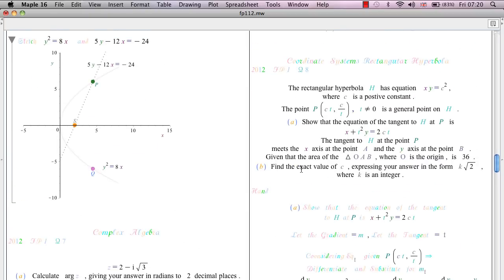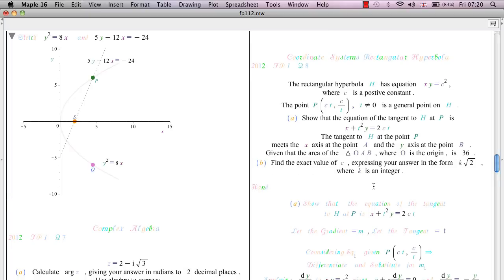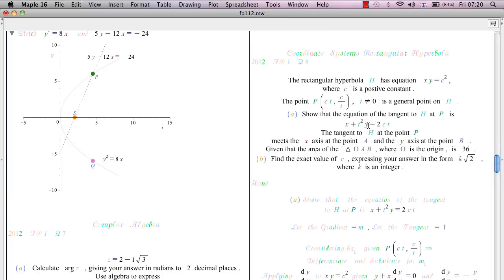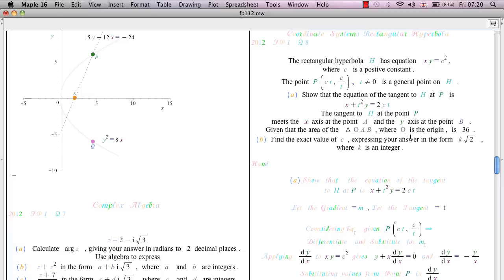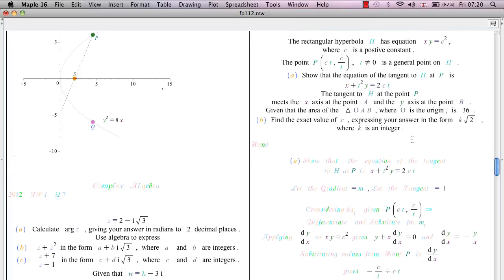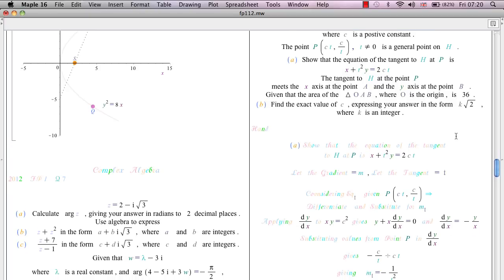So question 8, a rectangular hyperbola. We're given the expression for the hyperbola and a point P to show that the equation of the tangent is this expression in A. And then we're given that the tangent crosses the x and y axis at A and B, and given that the area of the triangle OAB, where O is the origin, is 36, to find the value of c in B.